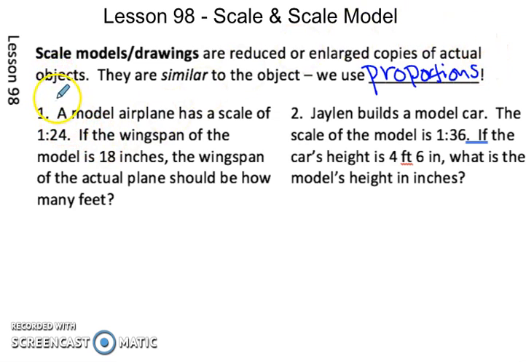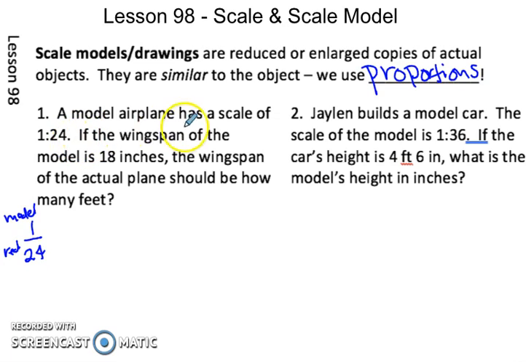In number 1, we have a model airplane that has a scale of 1 to 24. That means for every inch on that model, you have 24 inches on the real thing, or for every foot on that model, you have 24 feet on the real thing. So that model is 1/24th the size of your original airplane. So I'm going to use that in my proportion. So I have 1/24, the top being the model and the bottom being the real one.